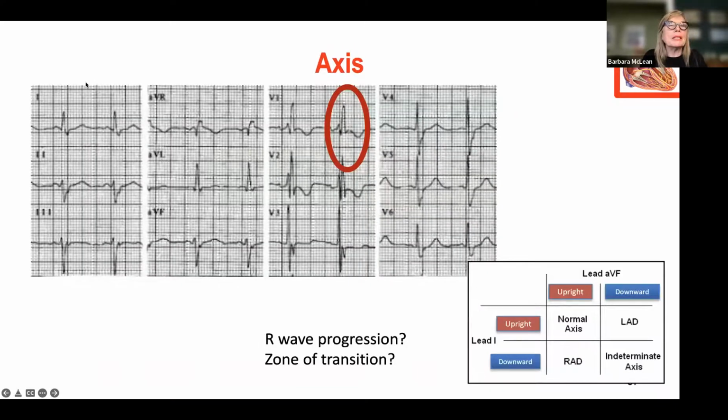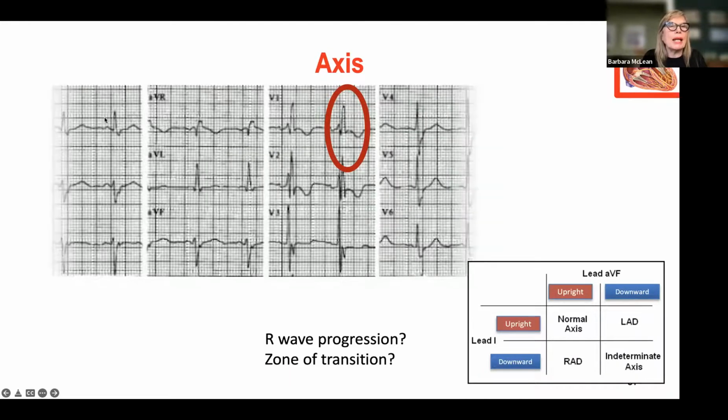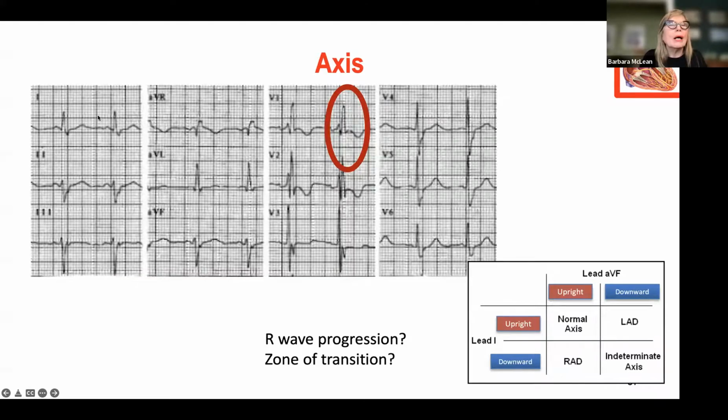Okay, now we look at this patient, and we've seen him before. We looked at him over here for his axis. We said he has upright in lead 1, downward in AVF. So that is a left axis deviation, right? It's left axis deviation, going to the left and away from the foot, left axis.